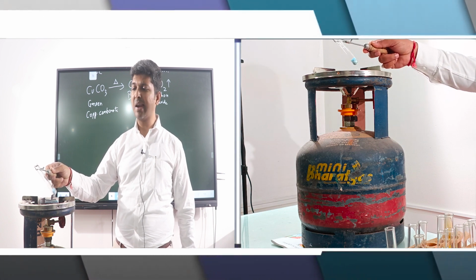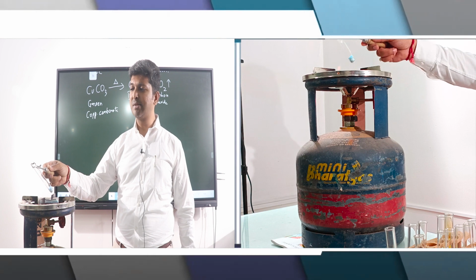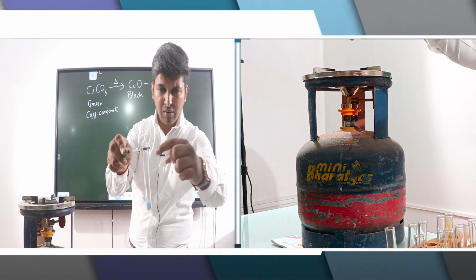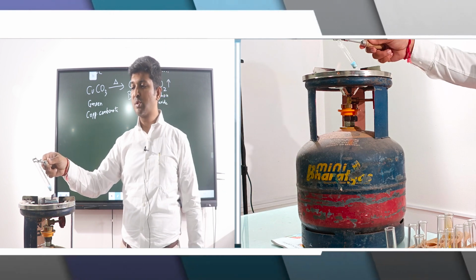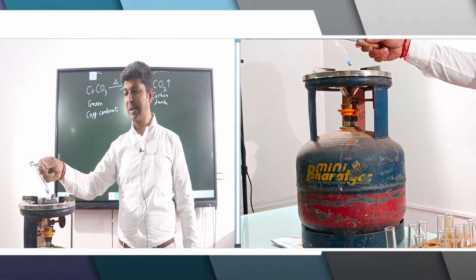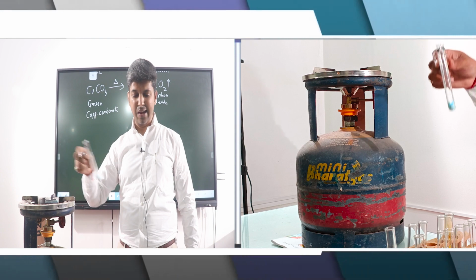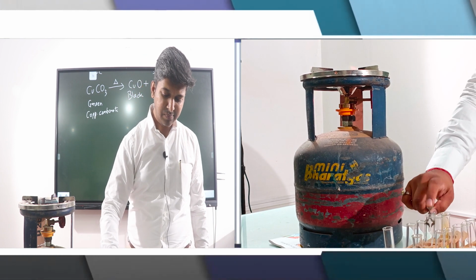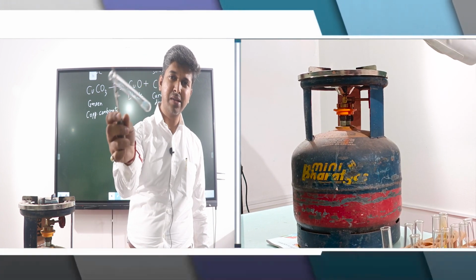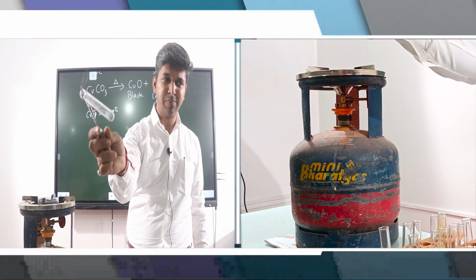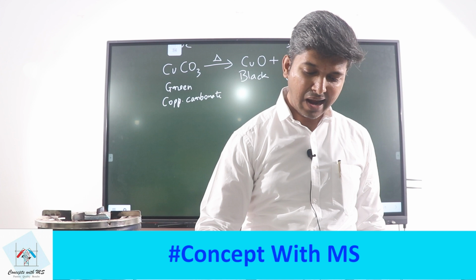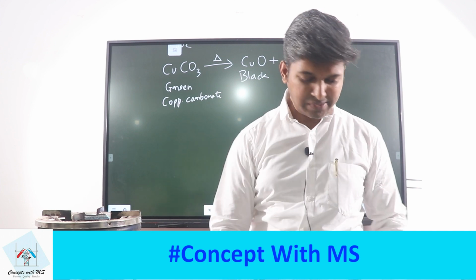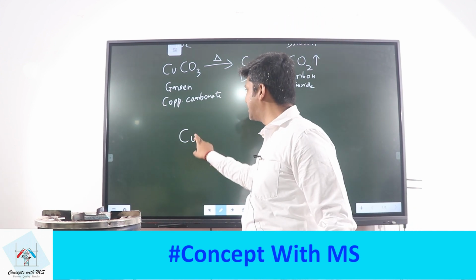What's the meaning of anhydrous, by the way? Anhydrous means without water. You can see water vapors coming out and condensing on the upper walls of the test tube. So this copper sulphate has converted into what? Earlier it was blue, now it has converted into white. Why? Because anhydrous copper sulphate has been formed. Earlier it was hydrated.